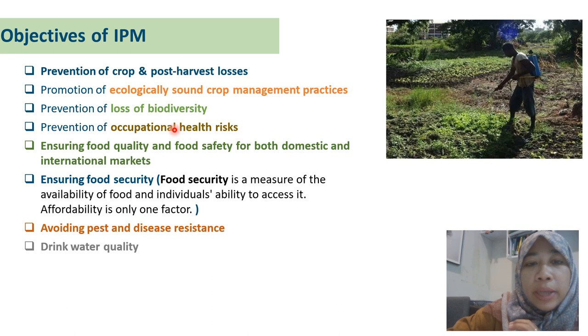We should make sure our food is safe. And we should make a difference between food safety and food security. Food safety is keamanan pangan. Food security is ketahanan pangan. Food security is a measure of the availability of food and individuals' ability to access it. This is how a government makes sure that food is available for everyone, and society can easily access that food. This is a very big difference between food safety and food security.